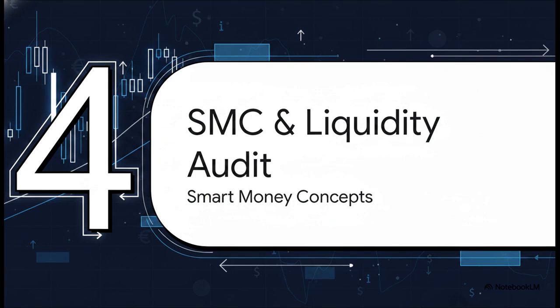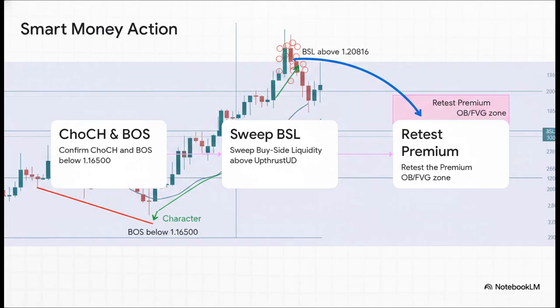On to Section 4, the SMC and liquidity audit. Having confirmed the macro intention, let's isolate the specific algorithmic zones engineered for institutional re-entry. The smart money sequence here is incredibly strict. First, we got a clear change of character and break of structure below 1.16500. Second, a complete sweep of the buy-side liquidity resting above the upthrust at 1.20816. They took out the early sellers. And third, price is now slowly returning to retest that premium zone made up of a validated order block and an immediate price imbalance. It's the perfect trap.